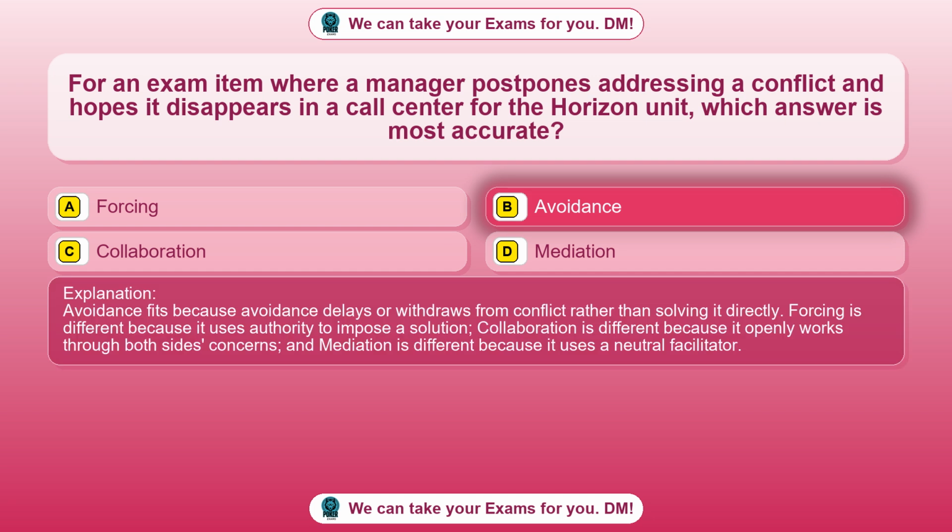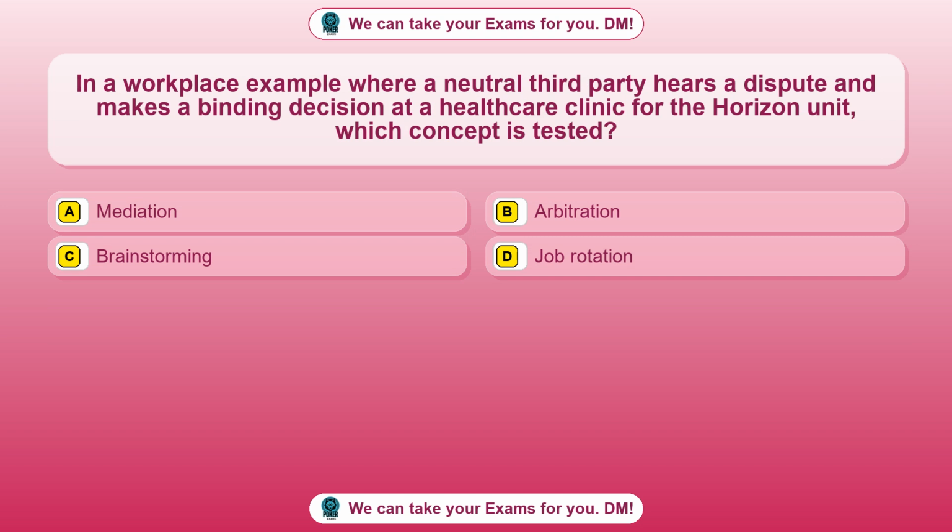Avoidance fits because avoidance delays or withdraws from conflict rather than solving it directly. Forcing is different because it uses authority to impose a solution. Collaboration is different because it openly works through both sides' concerns, and mediation is different because it uses a neutral facilitator.